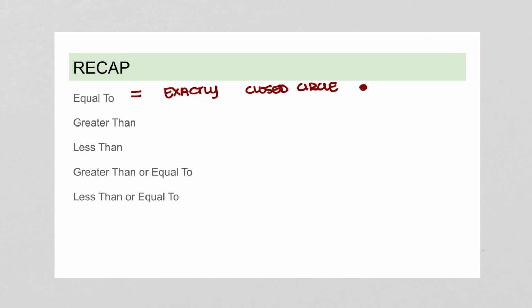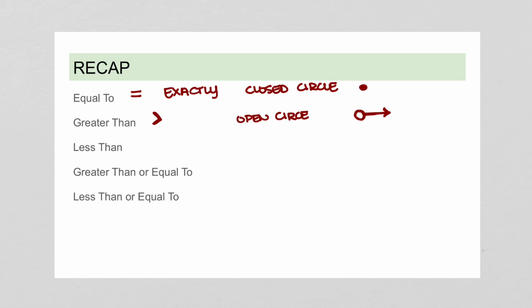Greater than looks like this, and it says that the thing on the left is bigger than the thing on the right. And how do we graph that? Well, it's not the same, it's bigger than it, so we have to use an open circle, right? Open circle, but it's not just that number we're talking about, it's everything bigger than that, everything to the right.